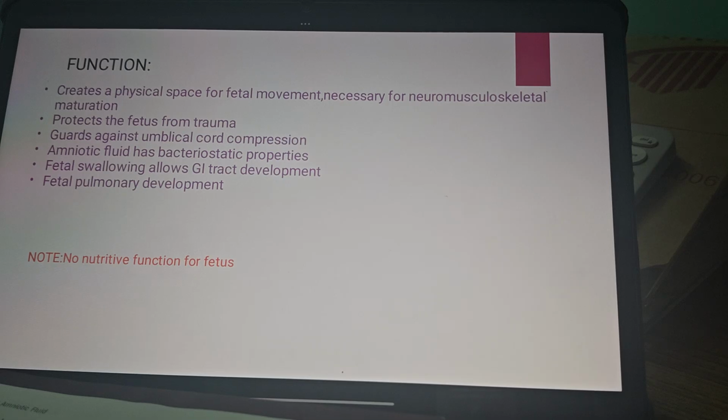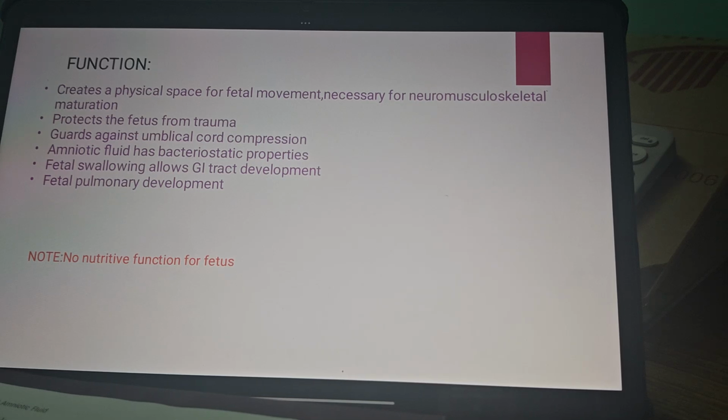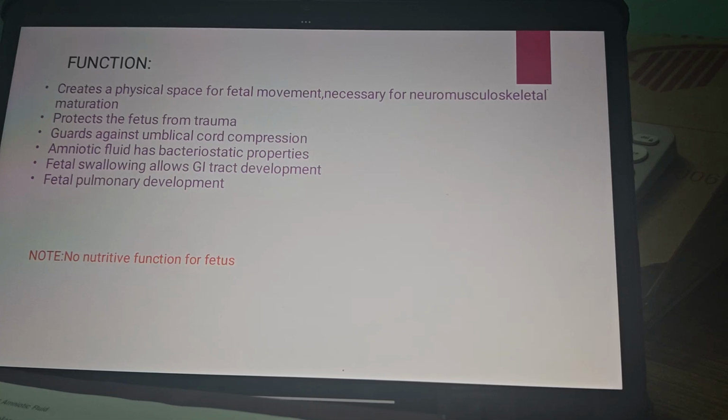Now what are the functions during labor? Amniotic fluid forms a hydrostatic wedge to help in cervical dilatation. During uterine contraction, amniotic fluid in the intact membranes prevents interference with the placental circulation. It provides pool for the fetus to excrete urine, protects fetus from ascending infections by its bactericidal action.